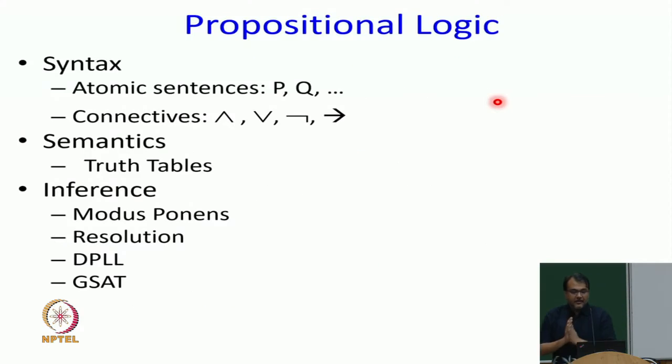Okay. Propositional logic. So now we have to talk about syntax, semantics, and inference algorithms for propositional logic. This is what we are going to do for the rest of these lecture slides. Let us talk about syntax first. Syntax is easy. So what is the atomic syntax? Atomic syntax is just facts. A, B, C, P, Q, X, Y, Z. These are my atomic sentences.